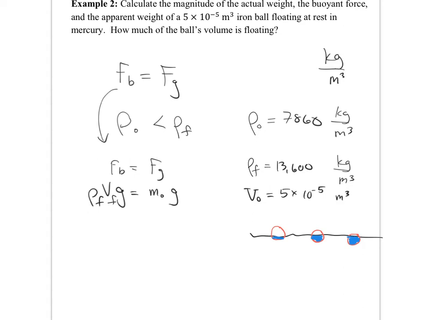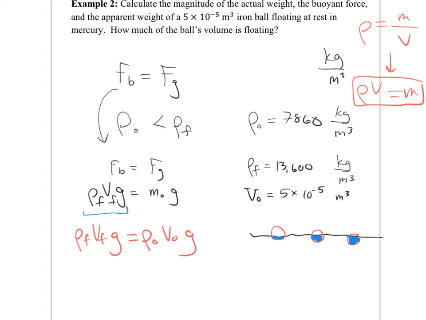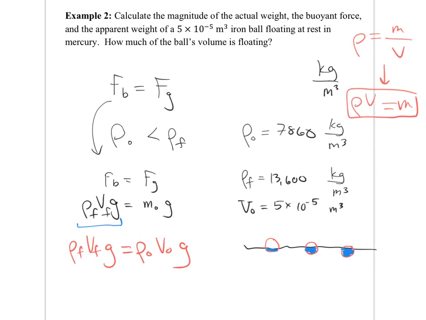So we need to figure this out mathematically. So we can't utilize this. I don't know the left-hand side of this equation, but I do know the right-hand side. Now, earlier in the problem, we were asked to find three things, right? We're asked to find the actual weight, the buoyant force, and the apparent weight to start. What is this right here, the right-hand side? Is this the actual weight, the buoyant force, or the apparent weight? That is actual weight. This is the actual weight.